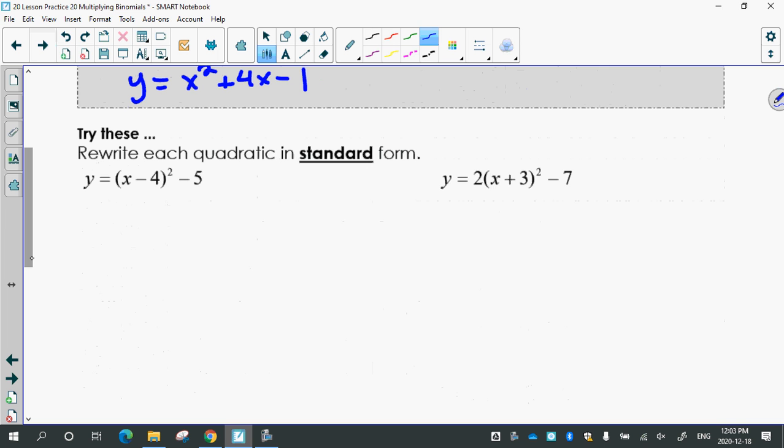So try the first one. It's pretty similar to the one we just did. And then when the step number is not a 1, it's a little bit trickier. More steps.